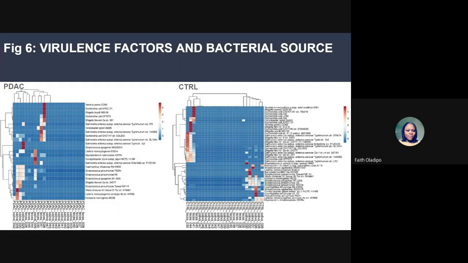We also have this heat map that shows the sources, and here we tried to link, based on our general sequence properties, the sources of these organisms. So here we tried to look at how these sources of the organisms affect their virulence factors, and that was what we got here.